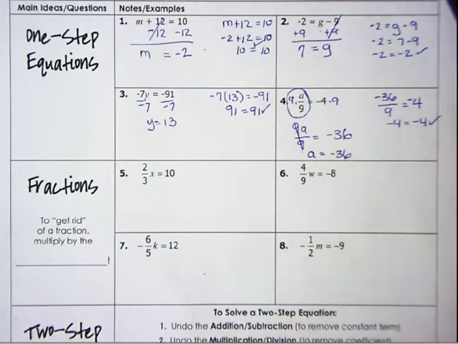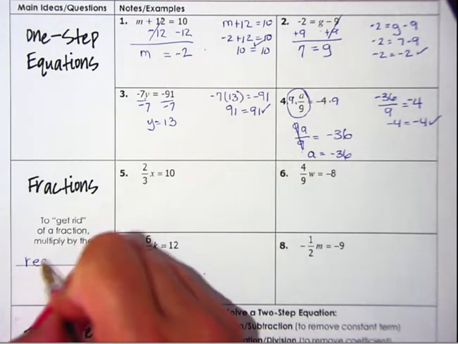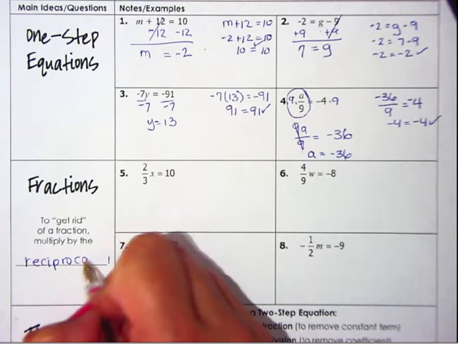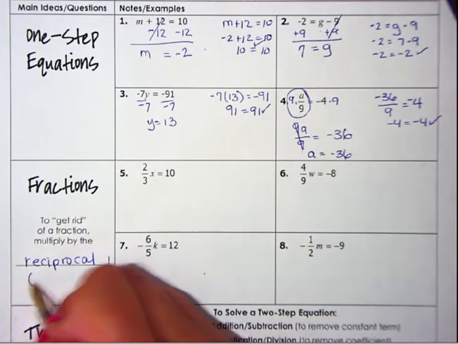All right, so the next section we're going to take a look at is fractions, how to deal with equations that have fractions in them. And really what you want to do is get rid of the fractions. Okay? One option is to multiply by what we call the reciprocal, but I'm actually going to show you how to break it up into two steps.